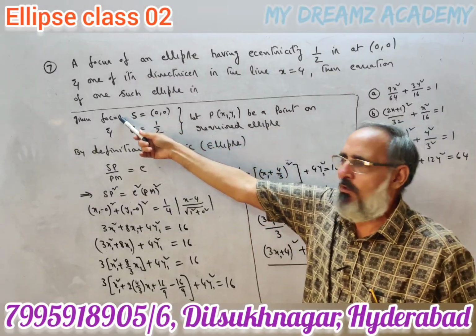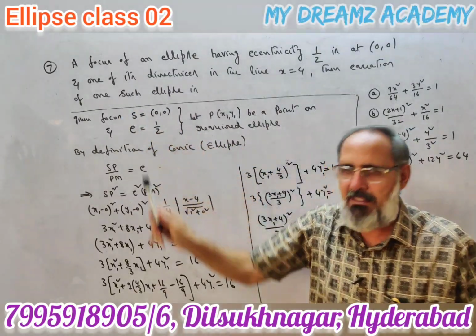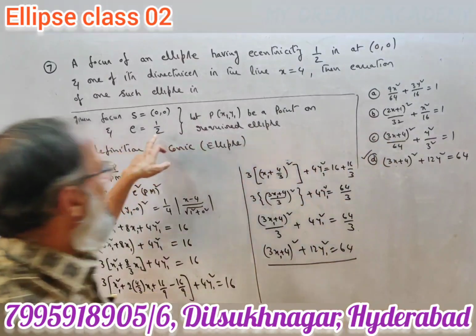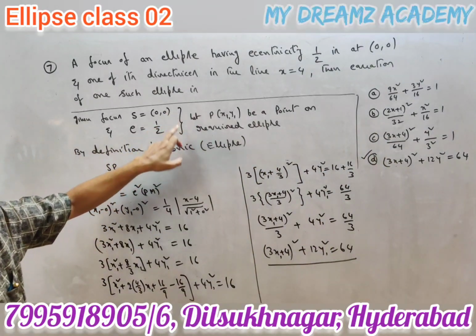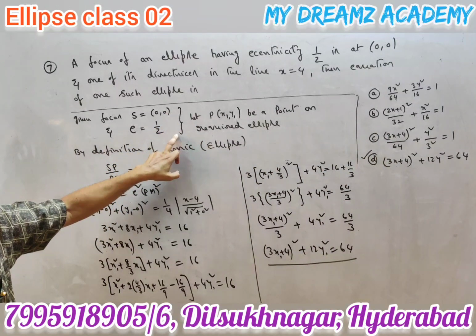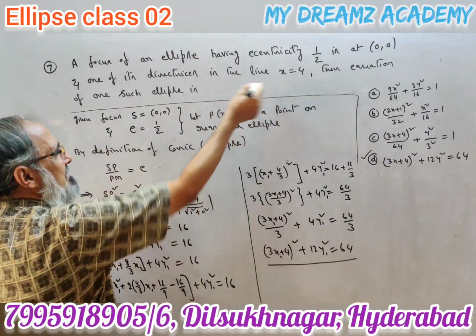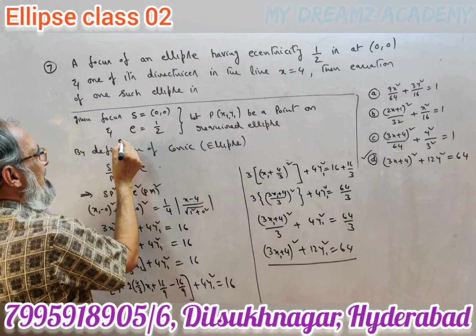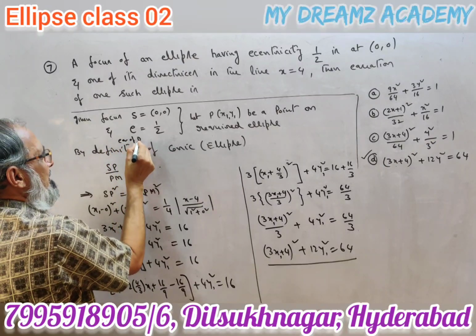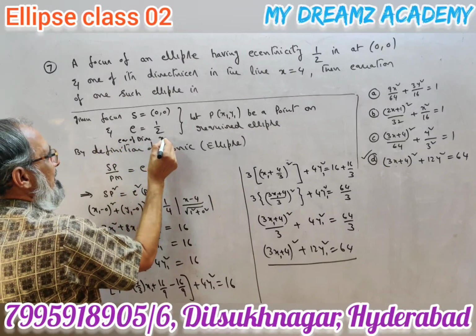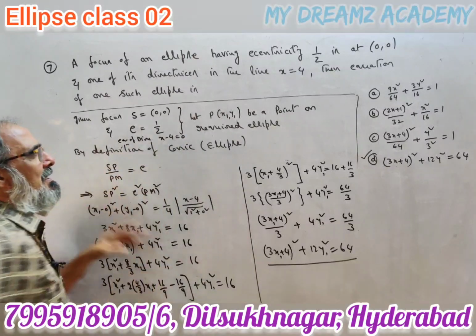So the focus S is (0, 0) and the eccentricity is 1 by 2. Now the focus and eccentricity are there. One more is there in between: what is the equation of the directrix? The directrix is also there. Equation of directrix: x minus 4 equal to 0.